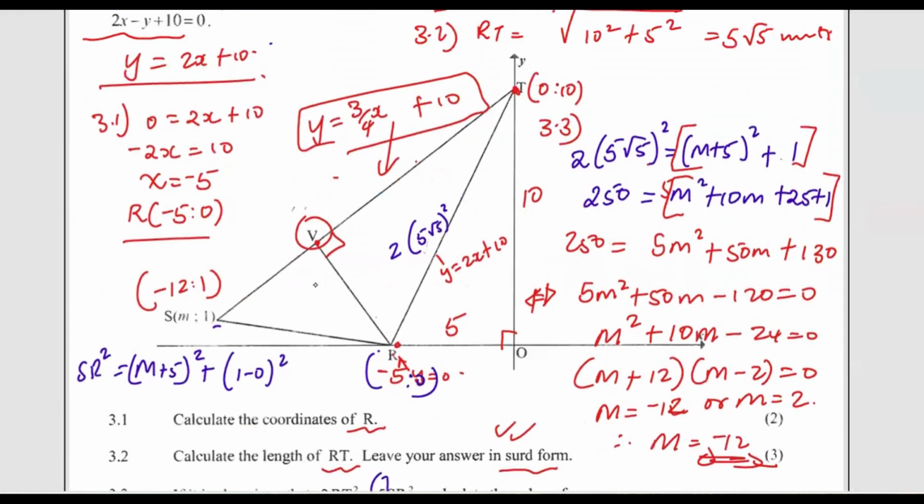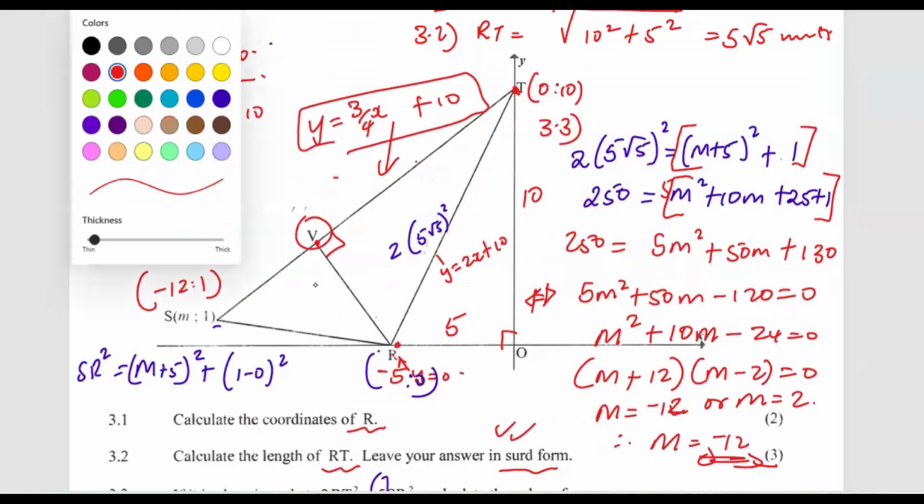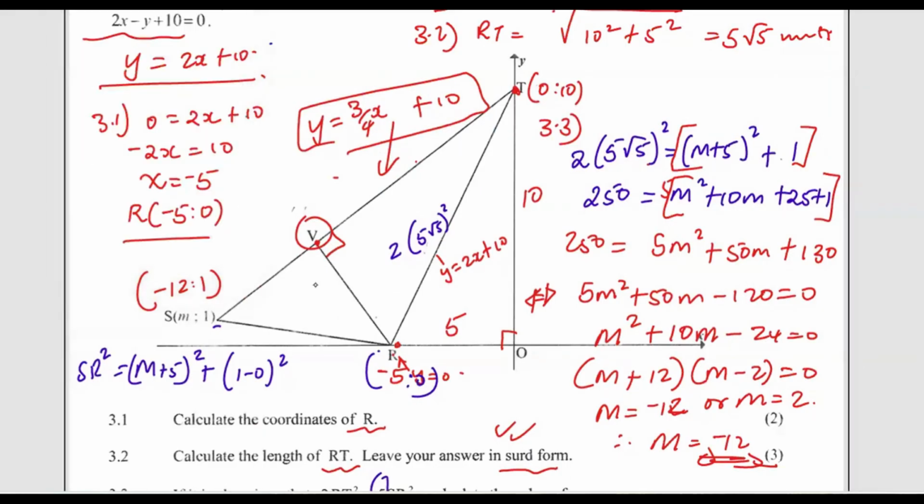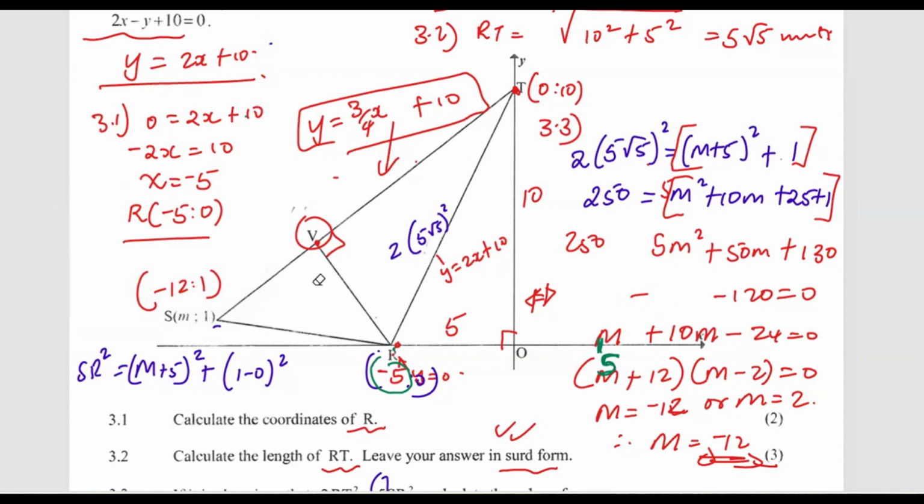Okay, let me just use a different color. Okay, so if we are reflecting it about the y-axis, which means instead of it being a -5, it's going to end up being a +5. Okay, rather let me erase this out. So if it's a +5, the question now wants us to determine the area.